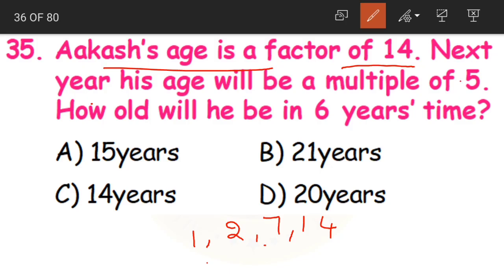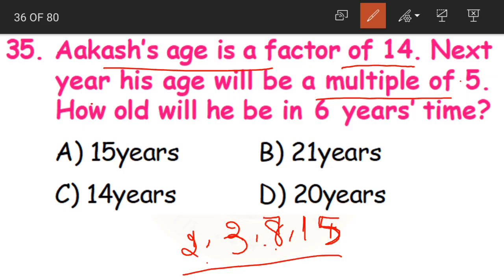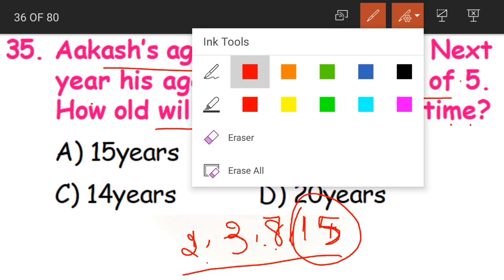Now next year, that means add 1. 1 plus 1 is 2, 2 plus 1 is 3, 7 plus 1 is 8, 14 plus 1 is 15. So next year, the age will be a multiple of 5. So of these, which is a multiple of 5? 15 is a multiple of 5. Now how old will he be in 6 years' time? Yes, so what was the age actually?